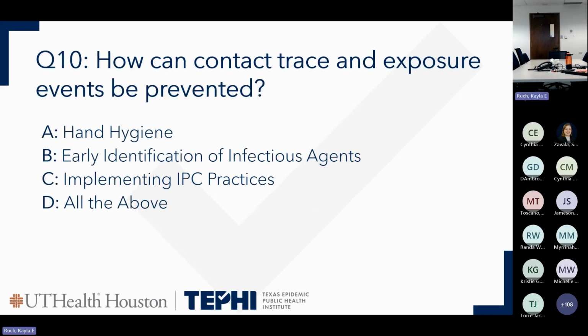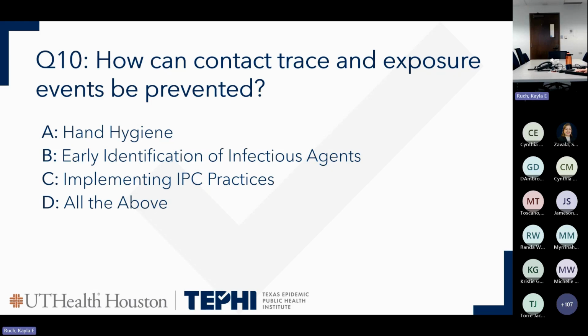So lastly, how can contact trace and outbreak events be prevented? Is it hand hygiene, early detection of infectious agents, implementing good infection prevention practices, or D, all the above? Right, that is D, all the above.